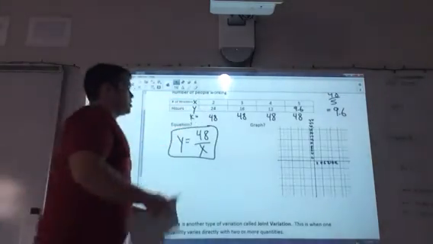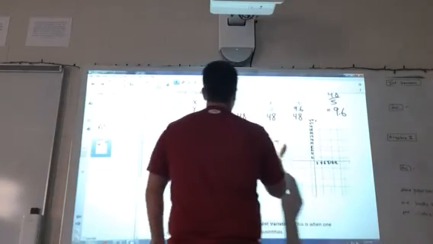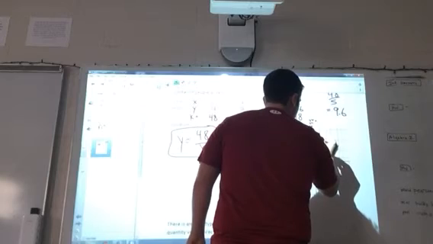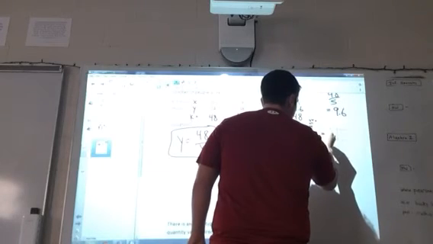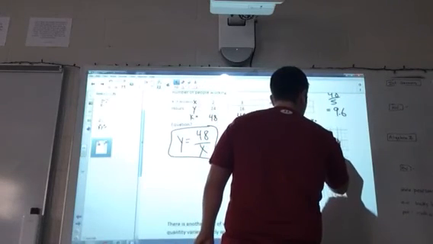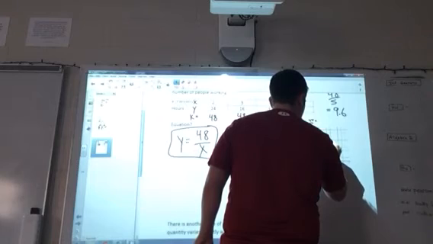And let's go ahead and plot these. When x is 2, y is 24. So 2, 24. It's going to be like way up here. 3 and 16. So 3 and 16. There we go. When x is 4, y is 12. And when x is 5, y is 9.6.